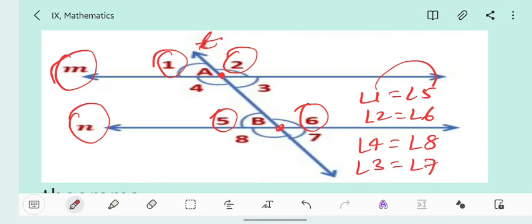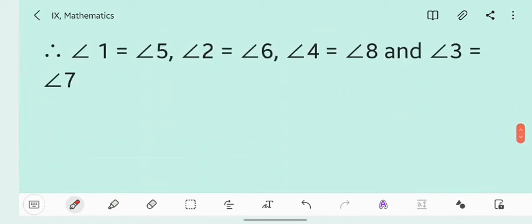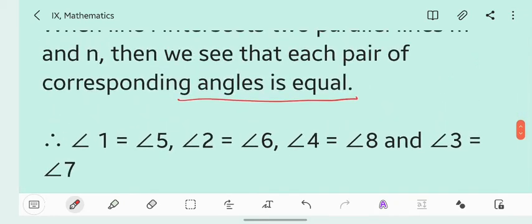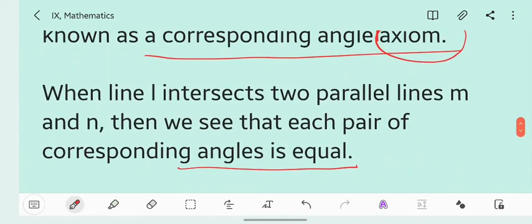The concept has arisen from the Euclid Playfair axiom, postulate number 5. You will be able to understand this more clearly and efficiently when you study the chapter Euclid's Geometry. That is again in class 9th only. Once you go through that particular axiom, you will understand this a little better.